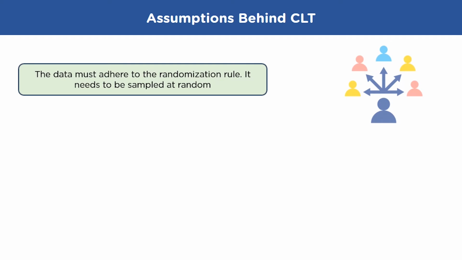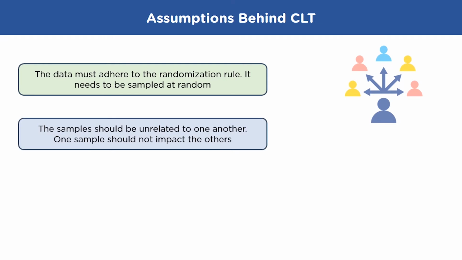The data must be sampled randomly and it must adhere to the randomization rule. The second one is the independence assumption. The sample values must be independent of each other. This means that the occurrence of one event has no influence on the next event. Usually, if we know that people or items were selected randomly, we can assume that the independence assumption is met.